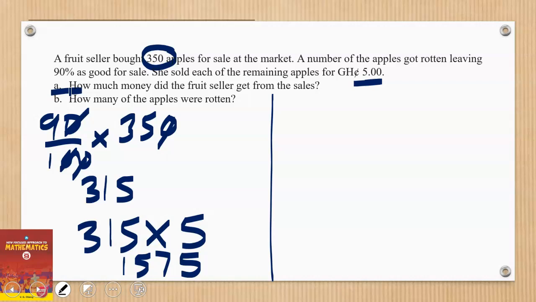So the question that was asked, the first one says, how much money did the fruit seller get from the sales? And we can say the fruit seller made an amount of 1575 Ghana cedis.